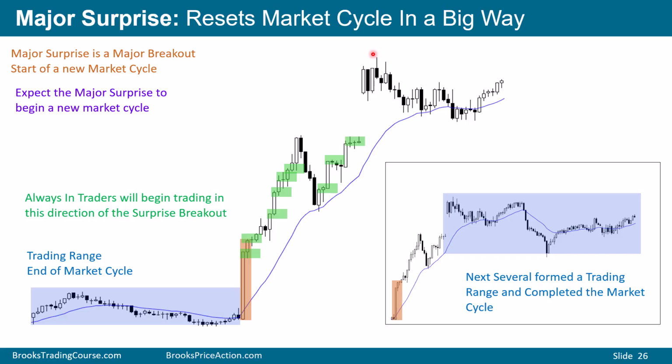But you can see on this chart in the bottom right of the screen, the next several bars formed a channel and then a trading range completing the market cycle. But if you bought here, which is right here, you had a lot of time to be in the market. That is what always in traders want. They want major reversals that are going to lead to several bars in that particular direction.